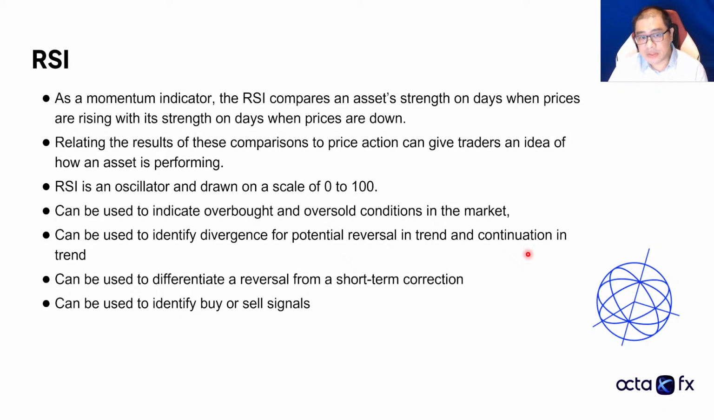Let's go to RSI. RSI is also a momentum indicator. The RSI compares, this is where it starts to differ, an asset's strength on days when prices are rising with its strength on days when prices are down. So the RSI is actually the average of the velocity of price going up as well as the down days. The formula is very simple, but it's actually really hard to correlate.